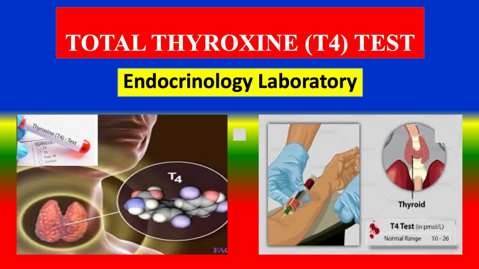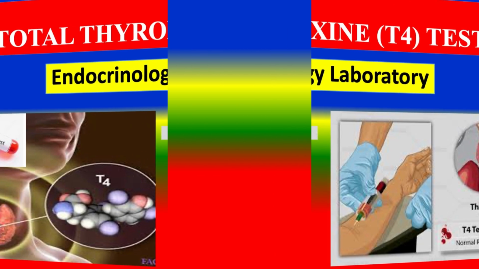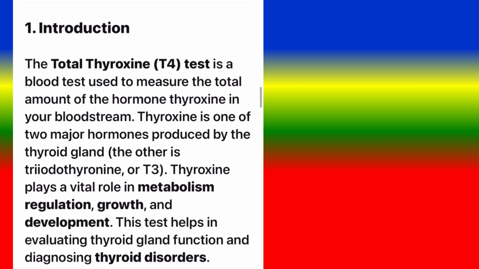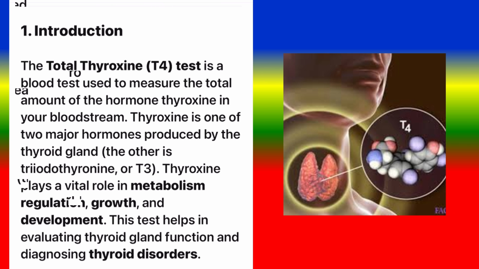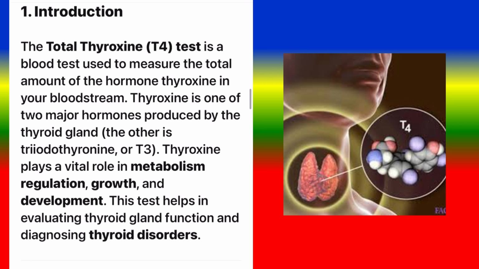Here is a detailed explanation of the Total Thyroxine T4 test. 1. Introduction. The Total Thyroxine T4 test is a blood test used to measure the total amount of the hormone thyroxine in your bloodstream.